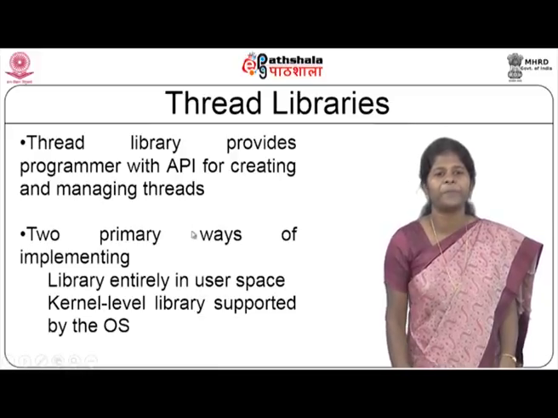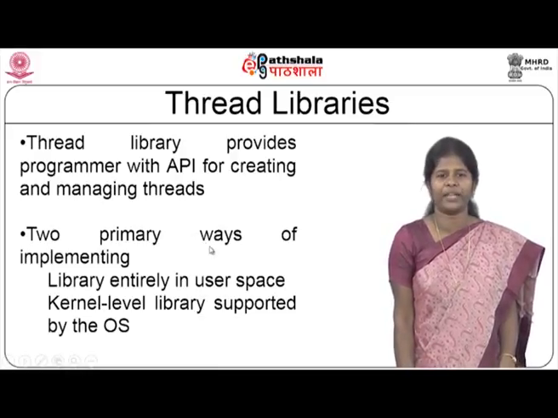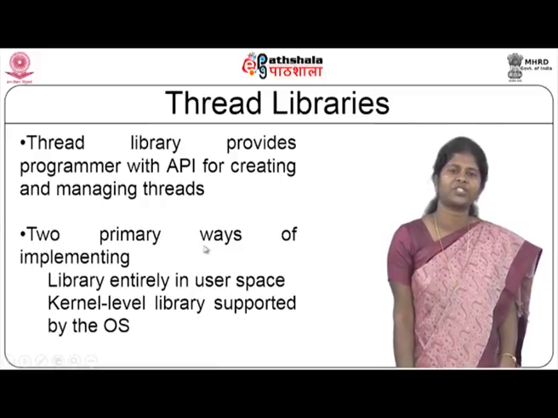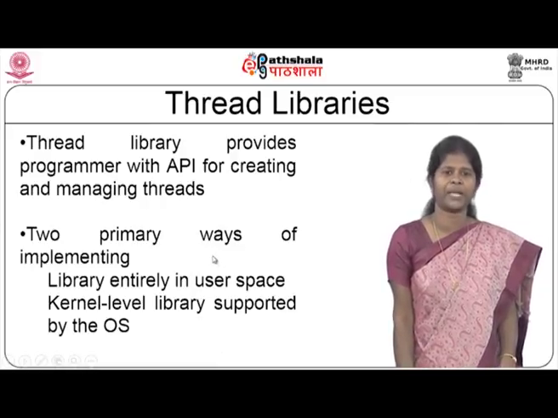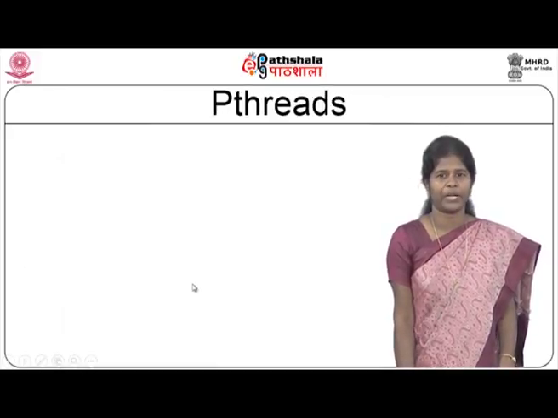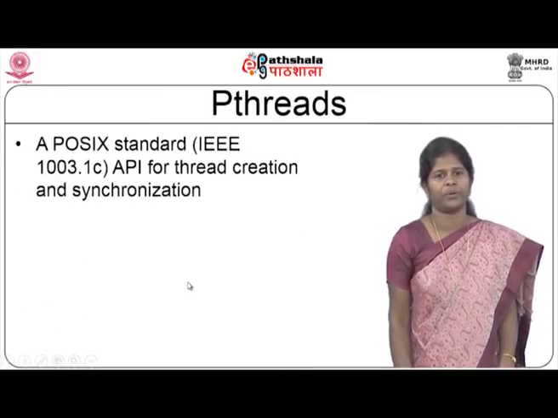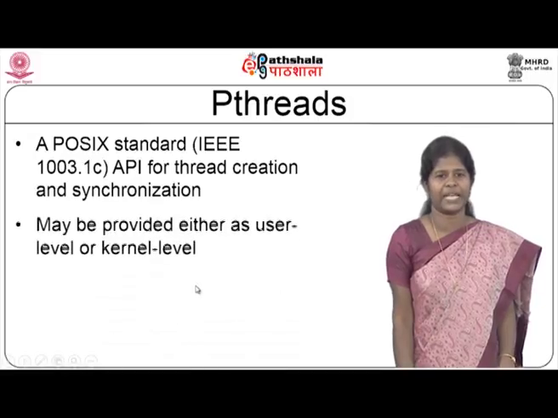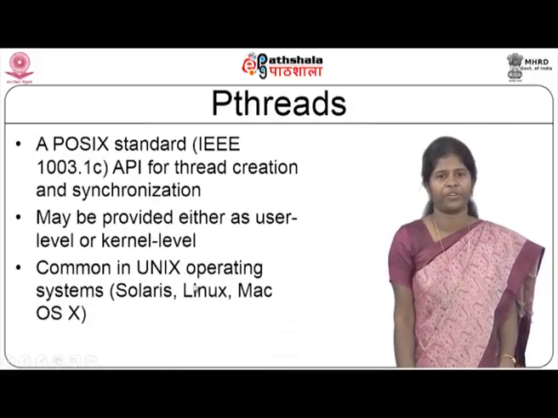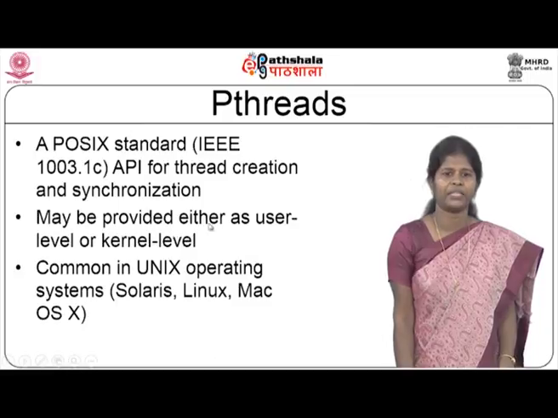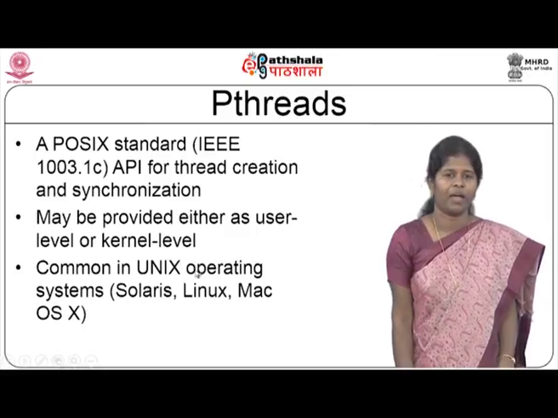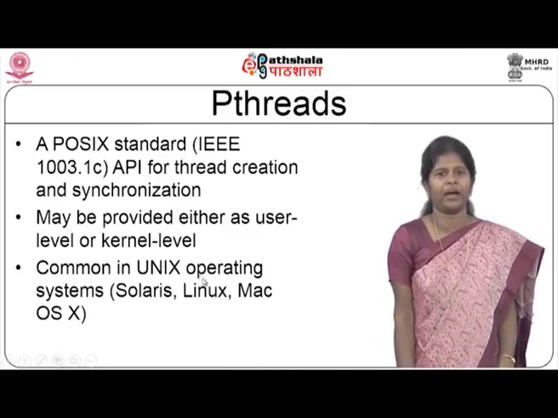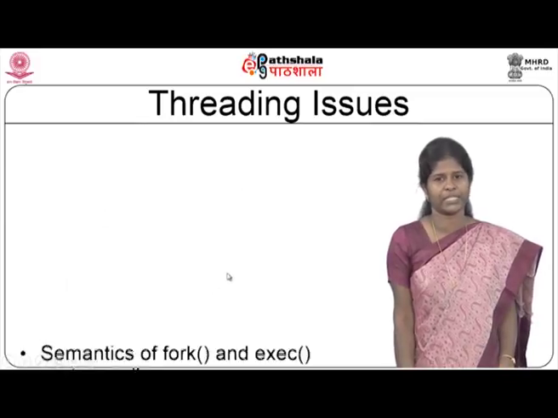Okay. So, the main ways of implementing thread libraries are to have the library entirely in the user space, or to have a kernel level library which is supported by the operating system. As I told you, pthreads is an example, and it can either be provided as user level or as kernel level. And pthreads is common in Unix kind of operating systems.